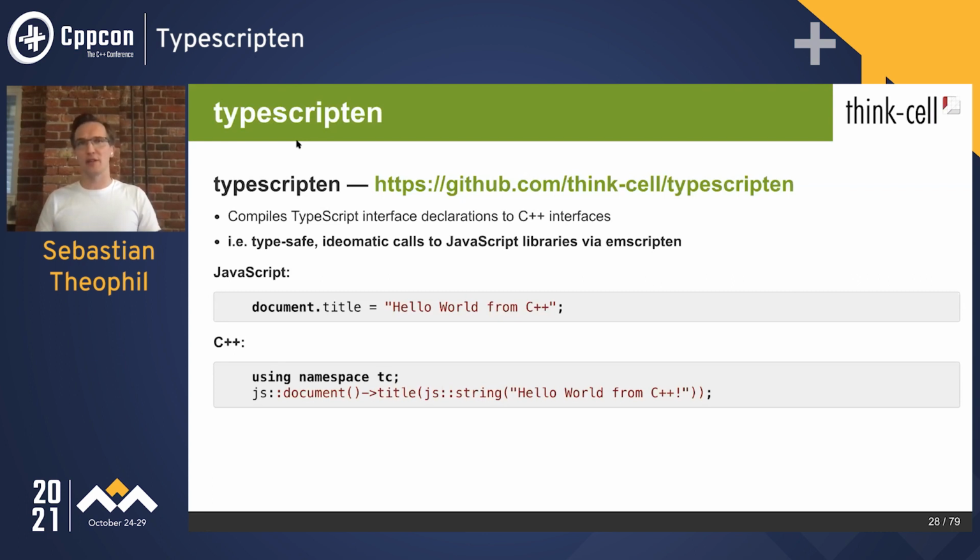So it compiles TypeScript interface declarations to C++ interfaces. The goal is that you can write type-safe and idiomatic C++, so it looks more or less like the JavaScript code you would have written. And it is based on emscripten, hence the name. So we use the emscripten runtime for that. Where in JavaScript you would maybe assign a string to the document title, in C++, you can get a reference to the global document object and then call its title setter and pass a JavaScript string. So roughly similar in spirit, so to say.